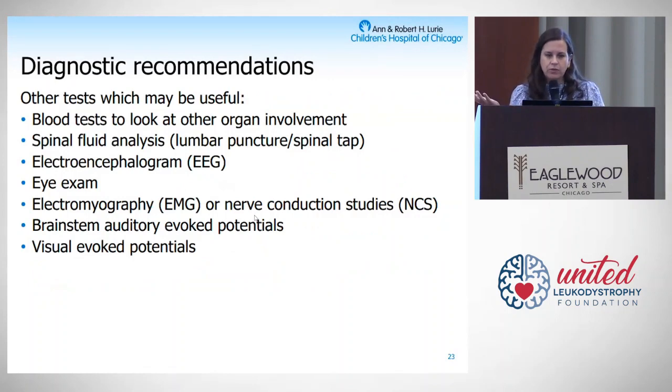Other tests that can be useful are, like I said, blood tests to look at other organ involvement. Sometimes spinal fluid analysis is helpful. EEGs to look if there's seizures, eye exams, nerve conduction studies if there's peripheral nerve involvement, and other things like brainstem auditory evoked potentials can look at the hearing, and visual evoked potentials can look at the vision. Not everyone needs all of these things. These are just some tests that the neurologist might use to help diagnose leukodystrophies and assess a patient.